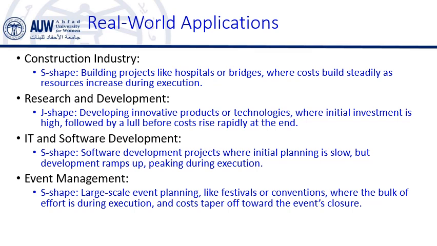So both the S-shape and J-shape life cycles are useful models for understanding how different projects progress in terms of cost and effort. The S-shape is most applicable to projects with steady growth, like construction or large-scale events, while the J-shape is common in high-investment fields like research and development, software development, and product launches, where the early investment sets the stage for a final thrust of activities.